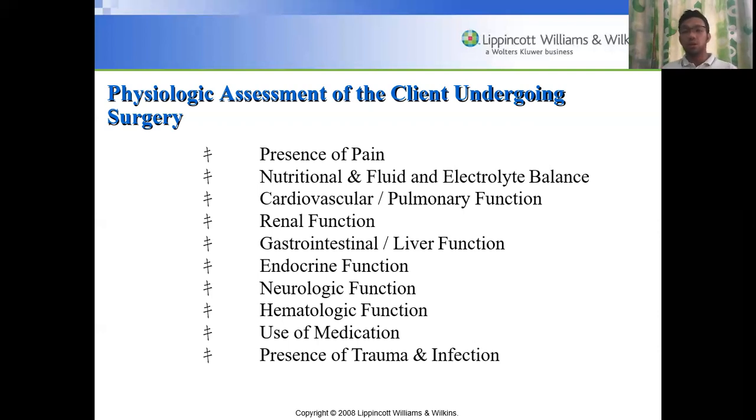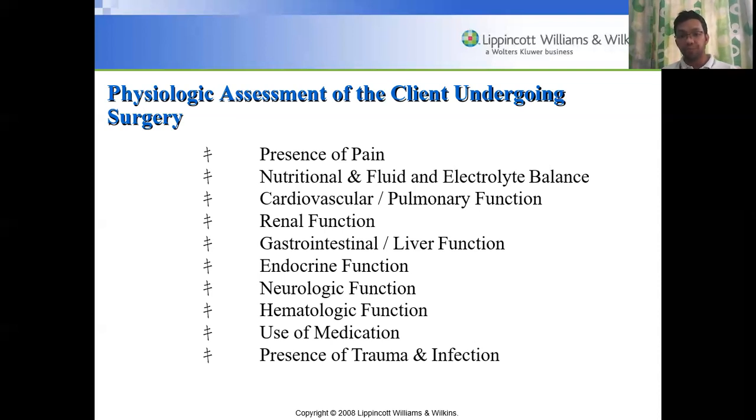Neurologic function is also important. So we need to know if the patient is conscious enough with regards to the type of surgery he or she is going to have. We need to check their Glasgow Coma Scale as well. Hematologic functions should also be checked, because how are they going to heal their wound if they have bleeding problems? So they're going to check the prothrombin time and the partial thromboplastin time in order to assess the patient's capability of blood clotting.